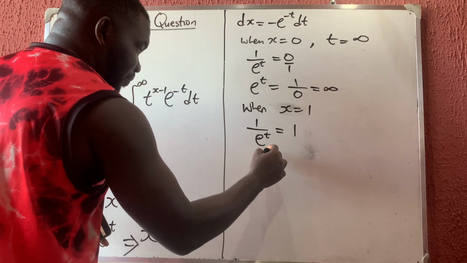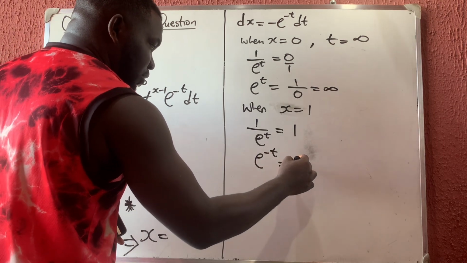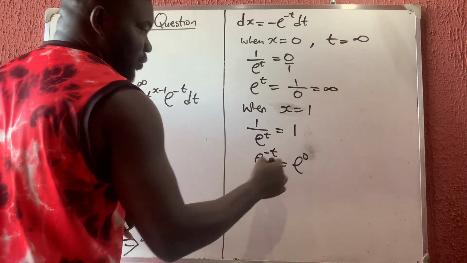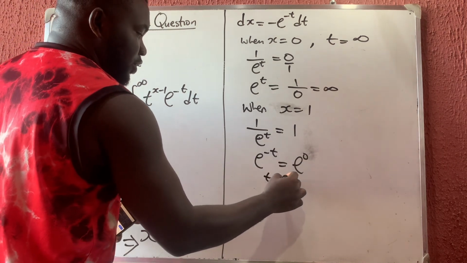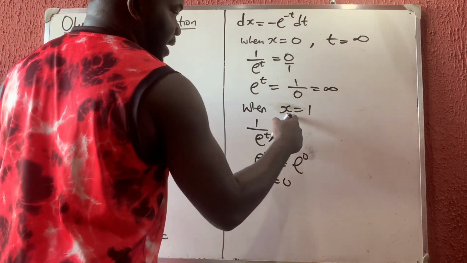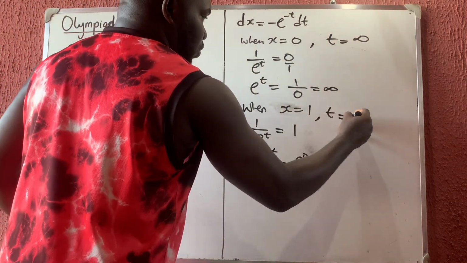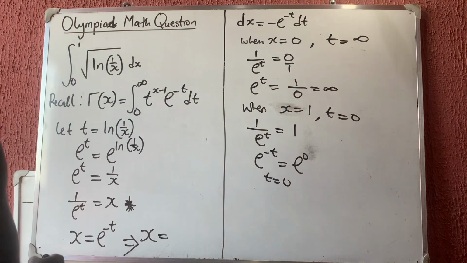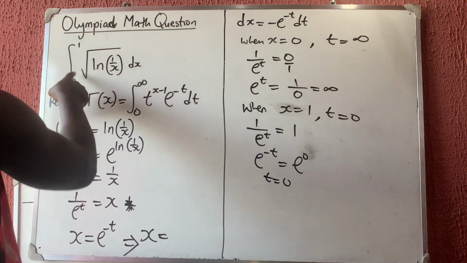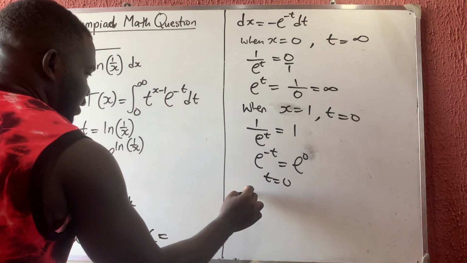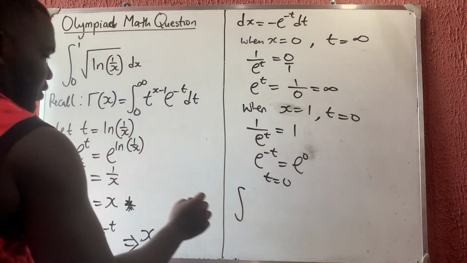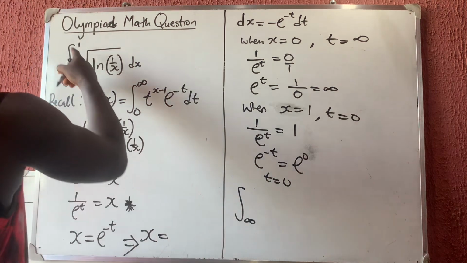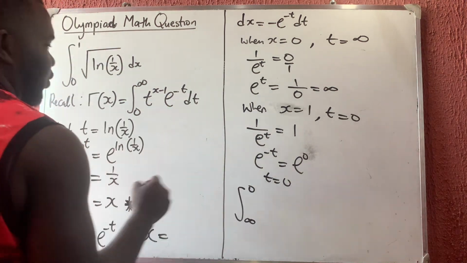e raised to power minus t is equal to what? e raised to power 0, right? So what do we have? We have that t is equal to 0. So it implies that when x is 1, then t is equal to 0. Now having this, we can rewrite this integral. Don't forget that when x is 0, t was infinity, and when x was 1, t was 0.